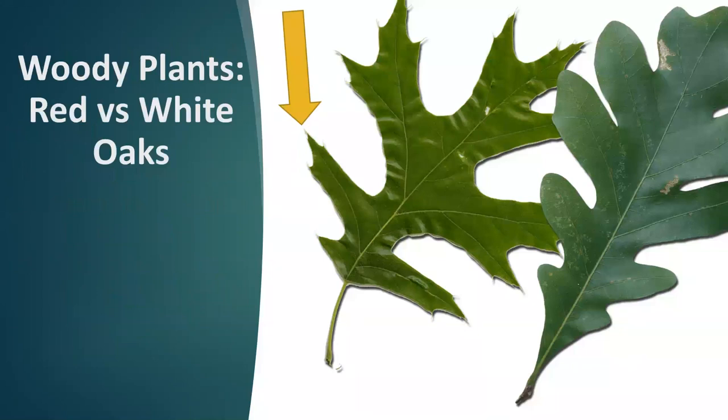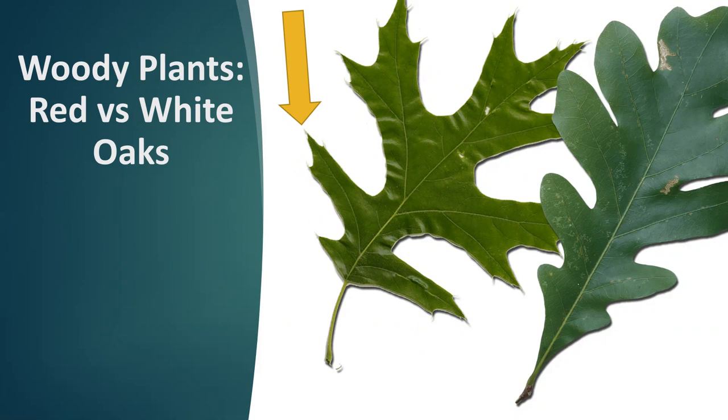And the biggest way to differentiate between a tree that is in the red oak group and a tree that is in the white oak group is looking at the leaves. If we look at these two individual leaves here, we can see on the left, the lobes all come to a point, whereas on the right, you have these nice rounded lobes, and that is indicative of a white oak. So in this picture, we have a red oak on the left and a white oak on the right.